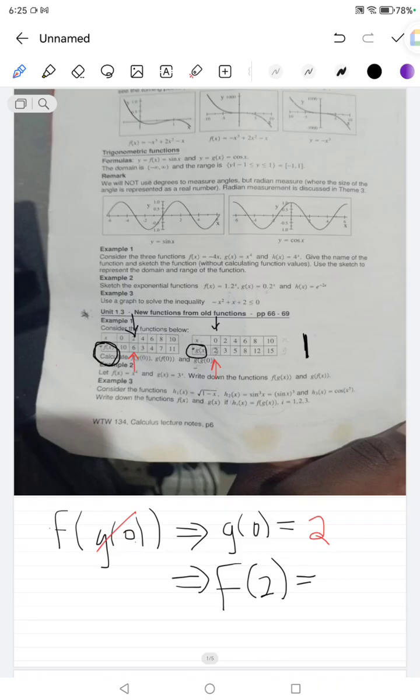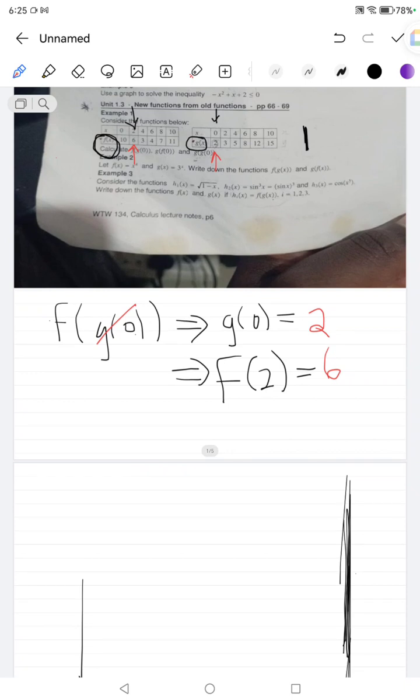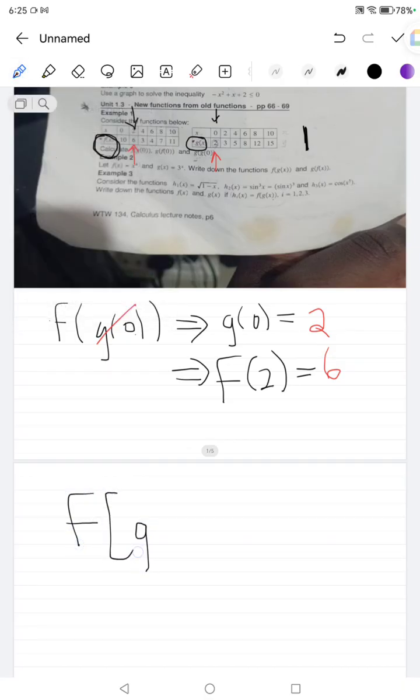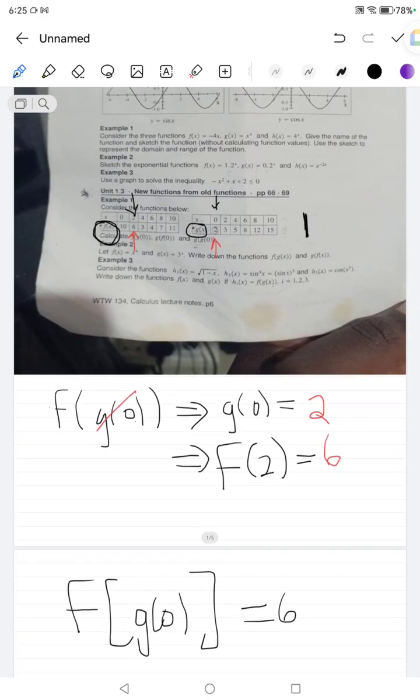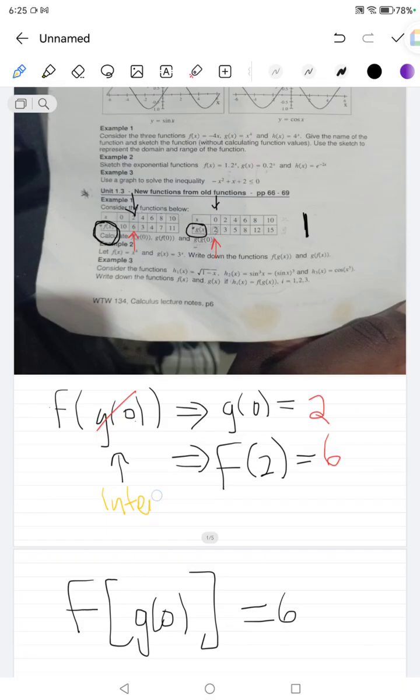That is 6. Then you're going to be getting your 6. Then you can just conclude that you can make your conclusion that your f of g of 0 equals 6. So remember the first step that I did: you look for the function that's internal. So this is the one that's internal, then this is the one that is external. You have your internal function and your external function.